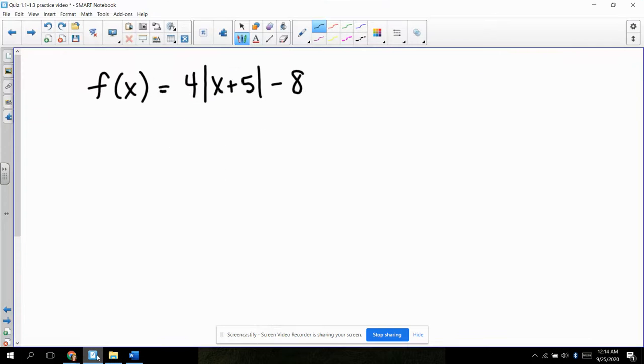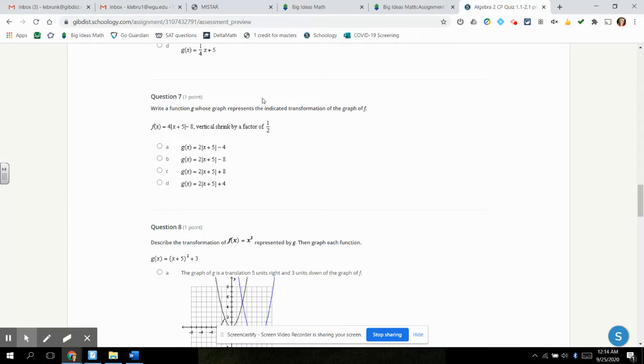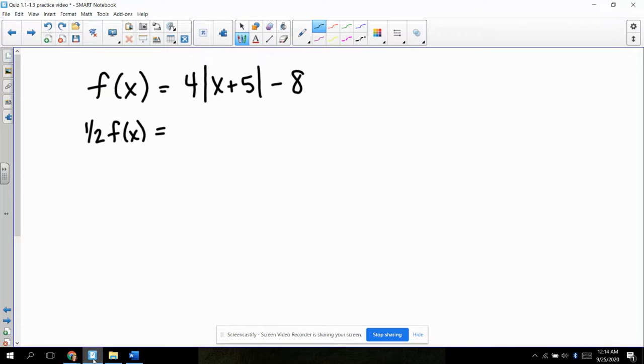When you vertically shrink, it's going to affect the y-axis. So it's going to affect f of x. So the whole thing is going to be halved because my factor is 1/2. You don't do the reciprocal when it's vertical. So over here, I'm going to 1/2 the whole function. So I'm going to put it all in parentheses so it all gets the half.